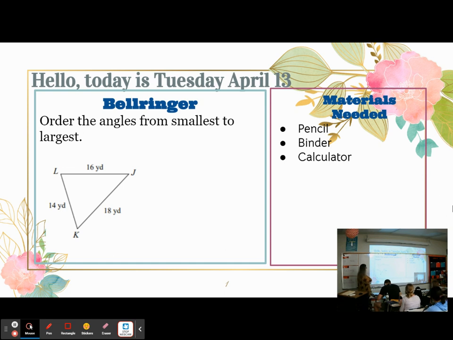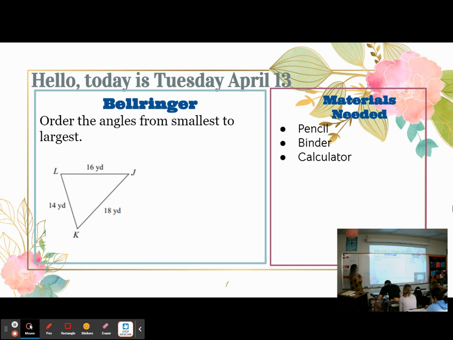16 is the next smallest one, so LJ would be next. So that makes angle K the next angle. And then the largest side is JK, so that makes L the largest angle. So the angles are going to be in the same order as their opposite sides.